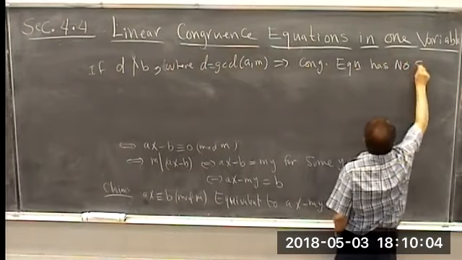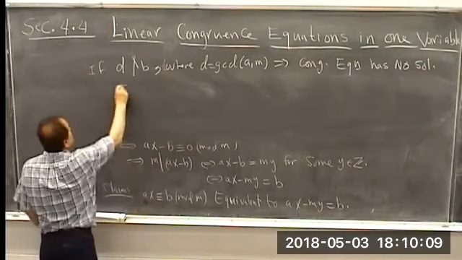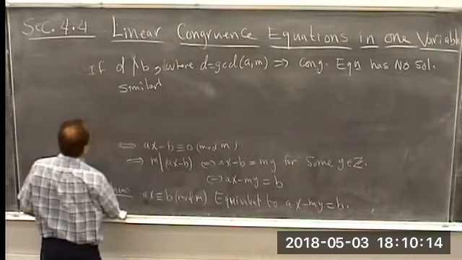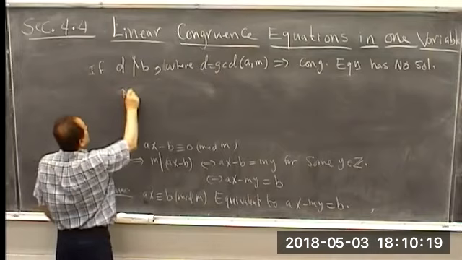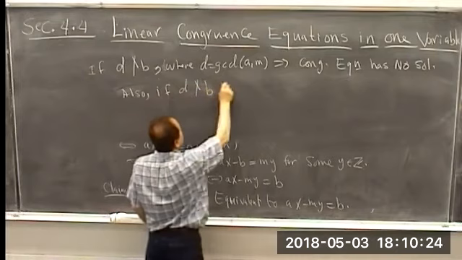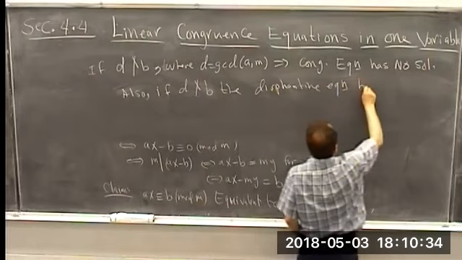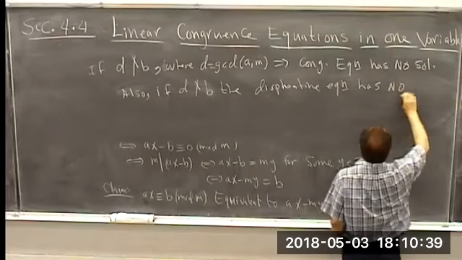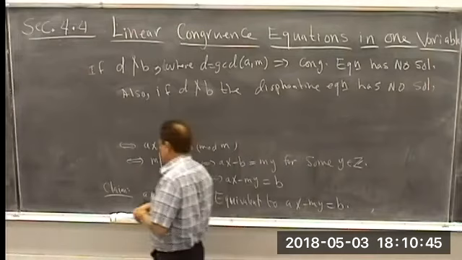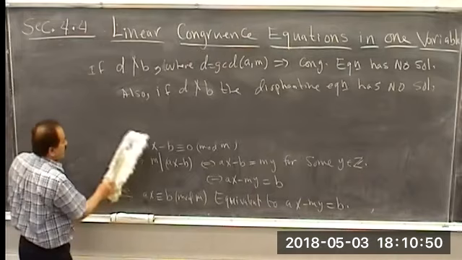Similarly, if D does not divide B, the Diophantine equation has no solution. Now, remember, we've done this in chapter 2. So if one has no solution, the other one has no solution, and vice versa. This is the easy case. Now, let's assume that the congruence equation has a solution.